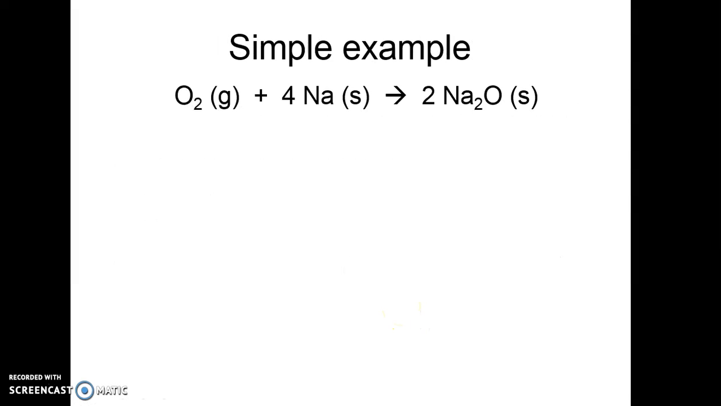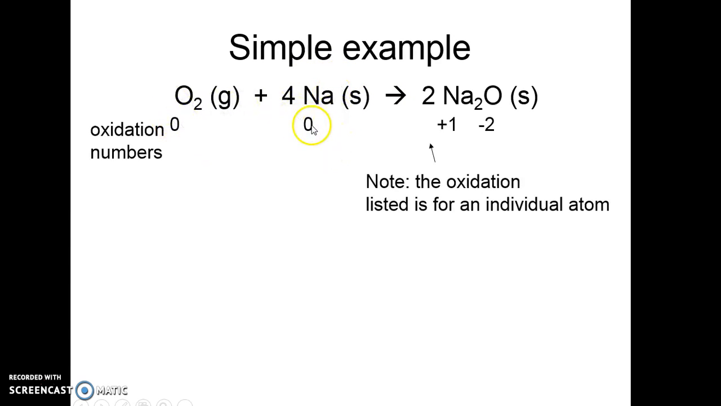Here's an example. Look at this reaction. You have oxygen reacting with sodium to form sodium oxide. Let's assign charge. The charge on the oxygen, notice there's no charge on this and it's not bound to anything else, so it has to be neutral. Sodium, same thing, it's not bound to anything else and there's no charge written on it. So both of these have a 0 charge. But in this compound, oxygen has a -2 charge and sodium has a +1 charge.